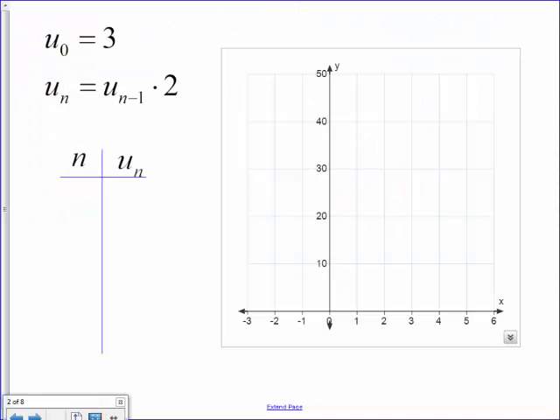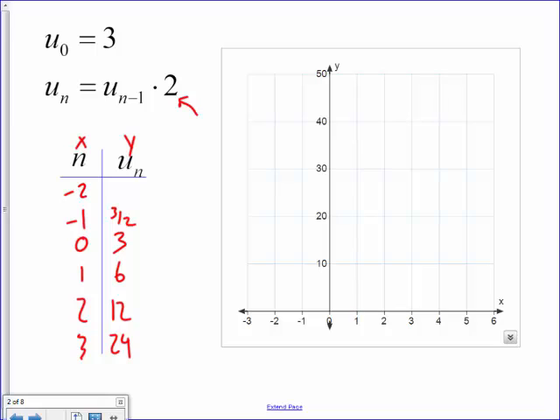So let's take a look a little deeper now. Let's see what the graph would look like in this case. These are really my x's and y's. If I started with 0 for x, or n in this case, what would I get for the y? If the initial is 3, and each time we go up 1, we're going to multiply by 2. This would become 6, this would become 12, this would become 24. If I went backwards, I'm really dividing by 2. So if I went to the negative first spot, I would get 3 over 2. If I went to the negative second spot, I would get 3 over 4.